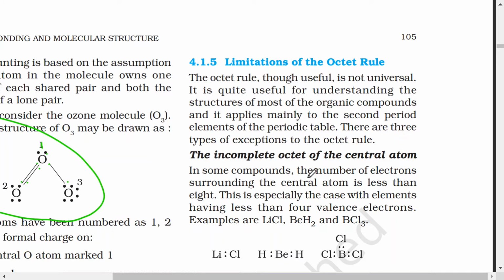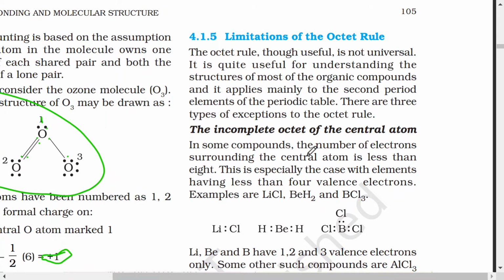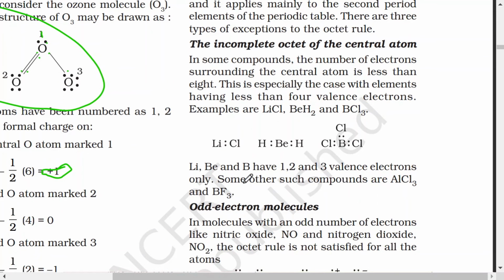There are three types of exceptions to the octet rule. The incomplete octet of the central atom. In some compounds, the number of atoms surrounding the central atom is less than 8. This is especially the case with elements having less than 4 valence electrons. Example: LiCl, BeH2, VCl3, right? So these are elements that, even though they don't have an octet configuration, still form bonds and become stable.